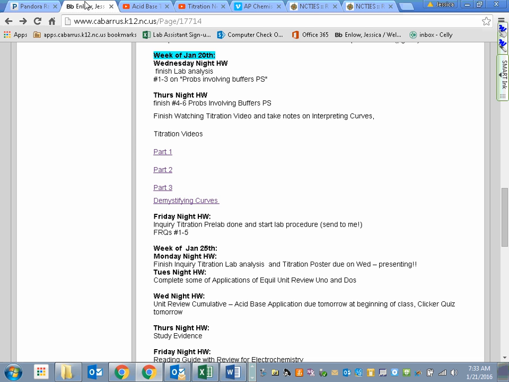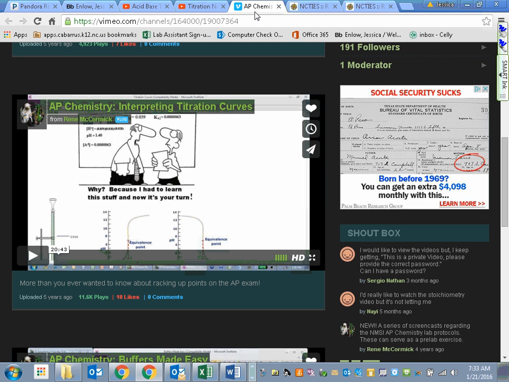The demystifying curves is actually by this lady named Renee McCormick at the National Science and Math Institute, and hers will come up in a video like this. So it says ABChem interpreting titration curves, and I copied this actual worksheet for you in your packet. It's going to be towards the back of your packet. It just has pictures of curves everywhere on it. So that is a good one to watch. I talk a little bit about it in video 3. So if you want to go through that and fast forward her or do what you need to see what you need to, I've given you that worksheet you guys can take notes on.